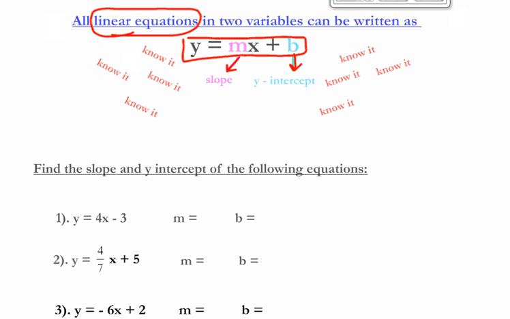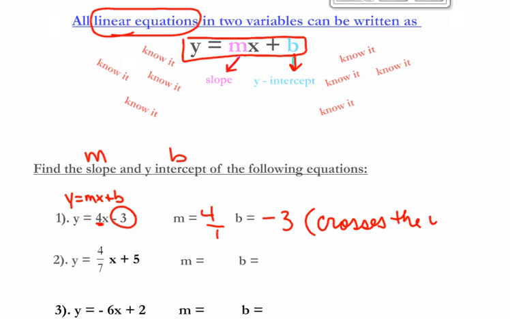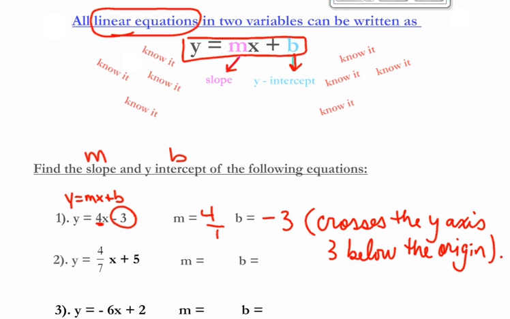So let's look at the ones below. We're going to find the slope, and we're going to find the y-intercept of these equations. Number one, if I put the general equation right above it, it's easy to see that m is 4. And remember, we could write that as 4 over 1 if we need to. The b is minus 3, which means it crosses the y-axis 3 below the origin. Make sure you're pausing the tape so you can write that in.